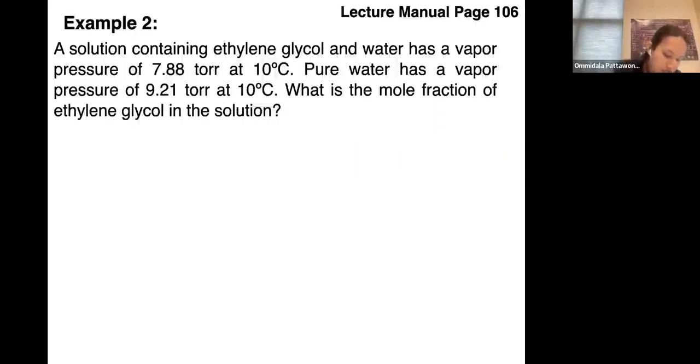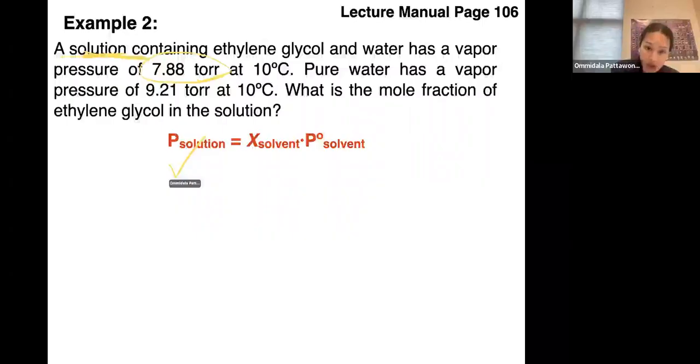We have a solution containing ethylene glycol and water. It has a vapor pressure of 7.88 torr at 10 degrees Celsius. It's also giving us that pure water has a vapor pressure of 9.21 torr at the same temperature. It's asking us to find the mole fraction of ethylene glycol. Because this involves the vapor pressure of the solution, this value right here we know is of the solution, so we know this vapor pressure.